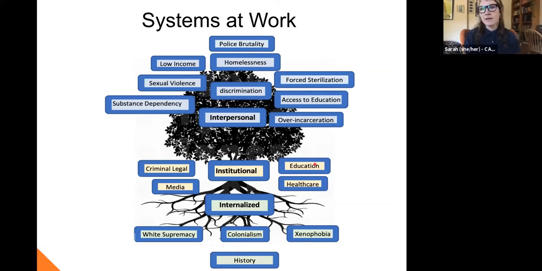We can see things like sexist dress codes, and then we can see how that up here creates barriers like access to education and sexual violence and discrimination and things like that. So we're really wanting to get to the root causes of violence and address those rather than just jumping straight to the top of the tree here and addressing what we sort of see as symptoms.